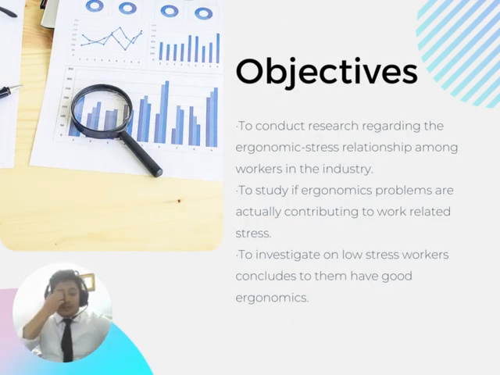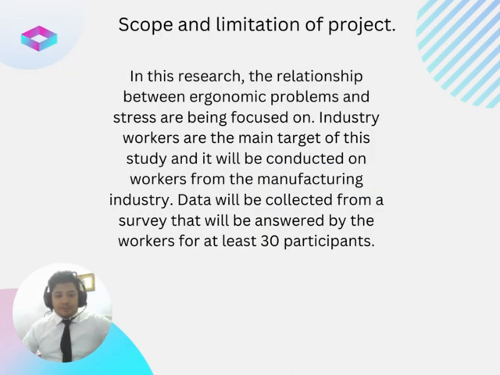The objectives of this study are to conduct research regarding the ergonomic stress relationship among the workers in the industry, to study if ergonomic problems are actually contributing to work-related stress, and to investigate if low-stress workers conclude to them having good ergonomics. The scope and limitation of the project.